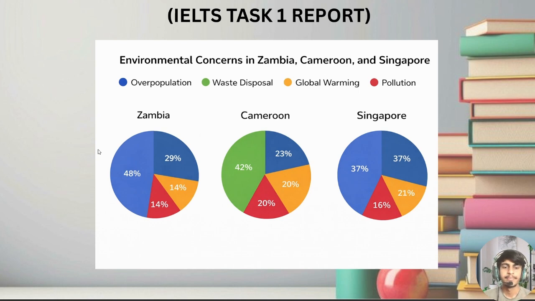So now we move to the written report. This one is a Task 1 pie chart. Zambia, Cameroon and Singapore: you can see overall population, waste disposal, global warming, and the last one is pollution. The overall population's color is blue, green is waste disposal, yellow is global warming, and red is population. Here we have 14, 20 and the last one is 16.